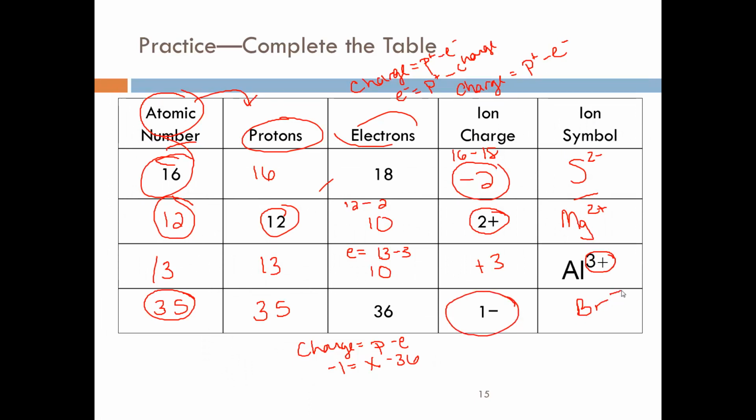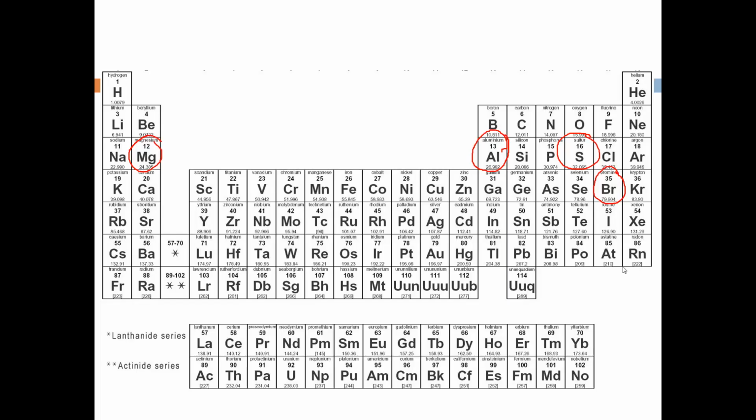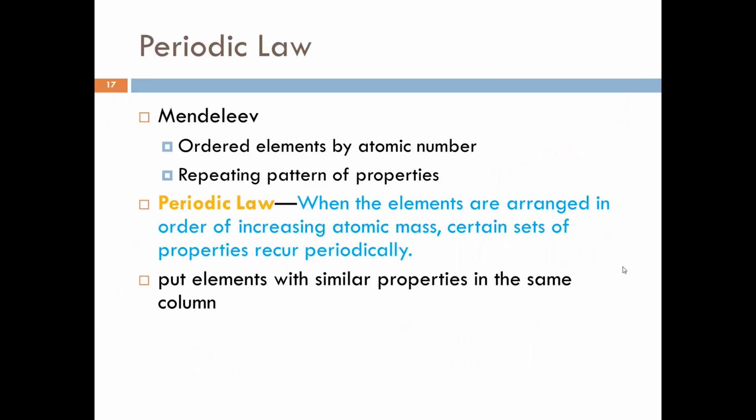There's other ways in which the periodic table is organized. Mendeleev was the very first one to organize the periodic table by how the chemicals react. He first arranged them by the atomic number, and then he was looking at the properties amongst those elements, and he came up with the periodic law. When the elements are arranged in order of increasing atomic mass, certain sets of properties recur periodically. He put the elements with similar properties in the same column.